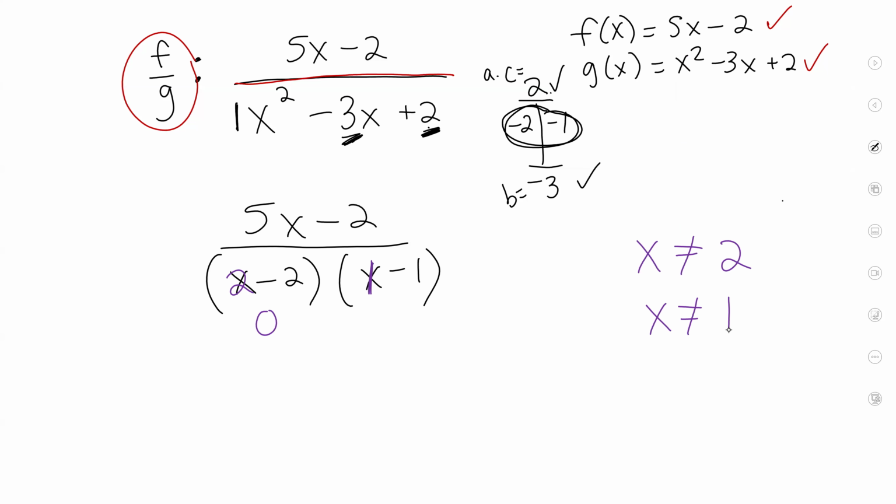So another way you can do this is, let me erase this, is you can just solve it. So what you can do is x minus 2 equals 0 and solve it. So you add 2 to both sides, you get x is 2. Add 1 to both sides, you get x is 1. So you do not want your answers to be 2 or 1 because that would give you a 0 in the denominator. Okay?